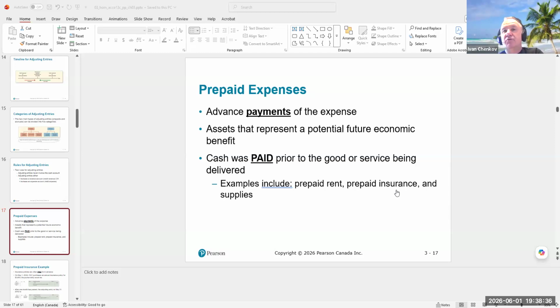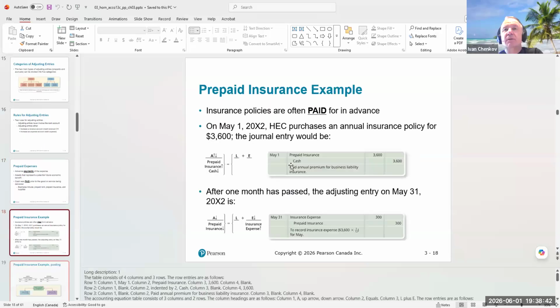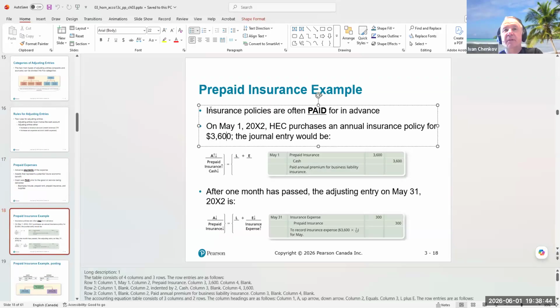Same thing with prepaid insurance. Supplies also fall in this category. We want to see why. Now let's go with this example here. Let's pretend that we have this insurance policy, which we purchase, annual insurance for $3,600. I'm going to copy this. I already copied it, and I'm going to move to the Excel spreadsheet and work on it.